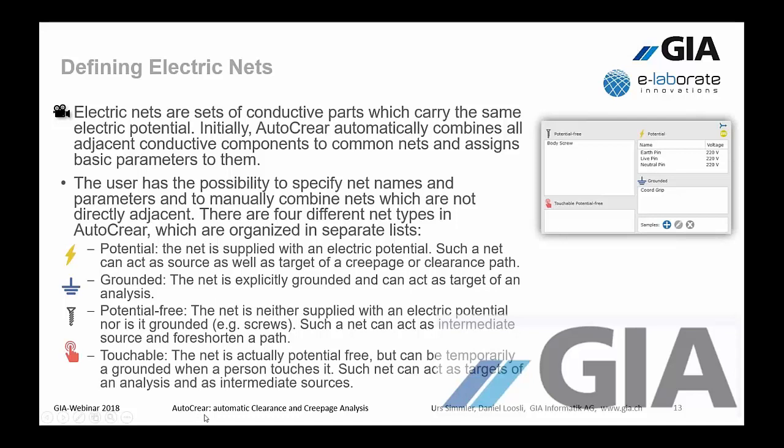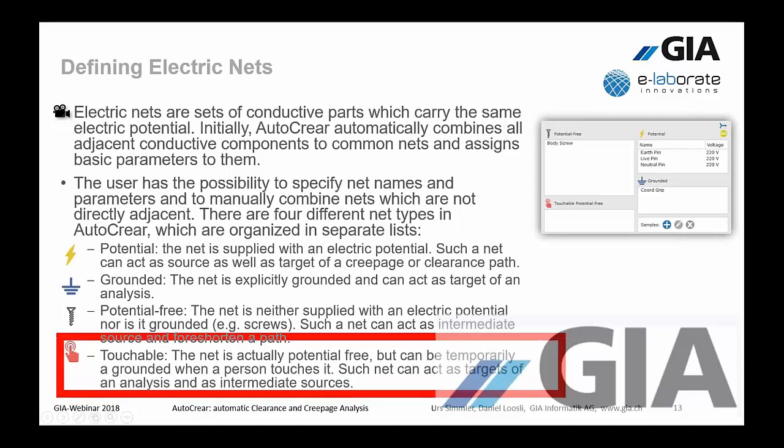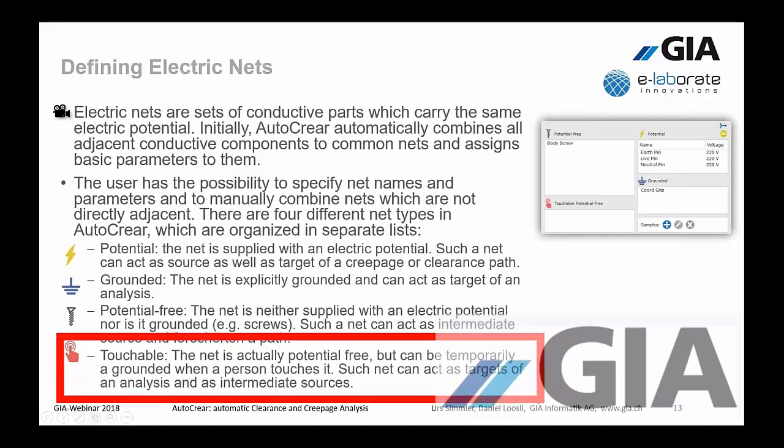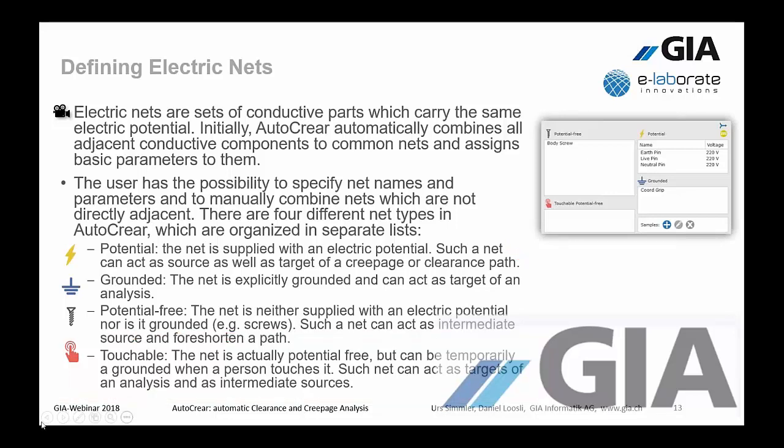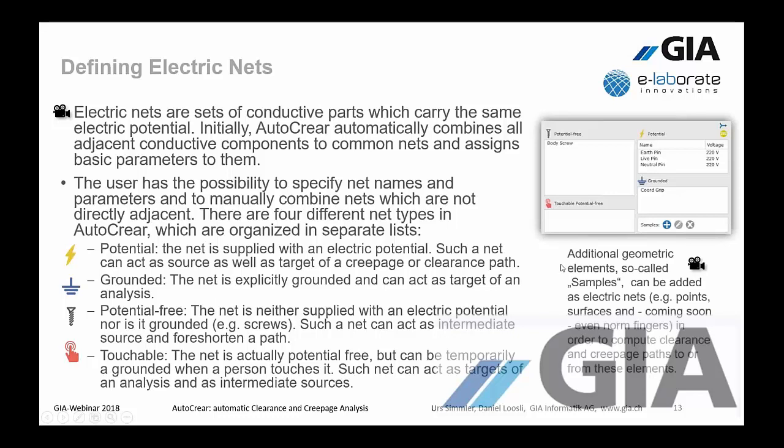And in the end here you have a special component or special net. It's called touchable potential free. Here you can switch between, let's say, grounded or potential. So it's a special thing. I will show that later in the help environment.